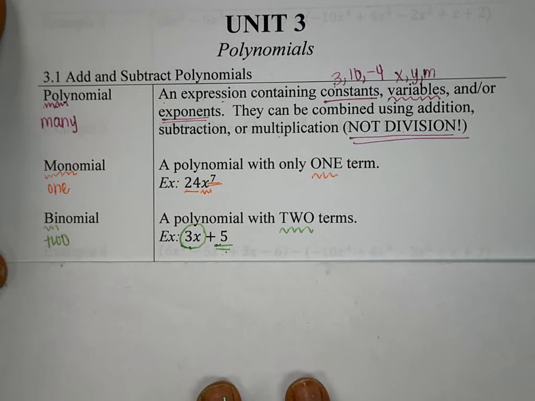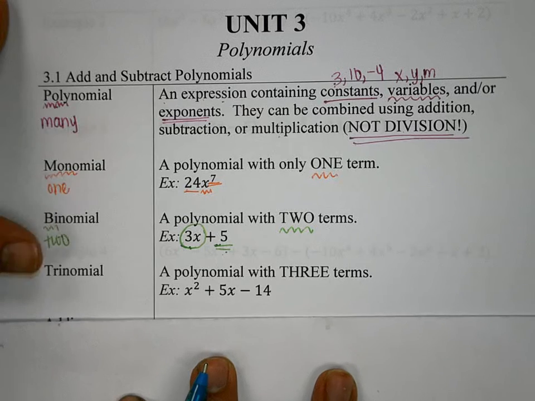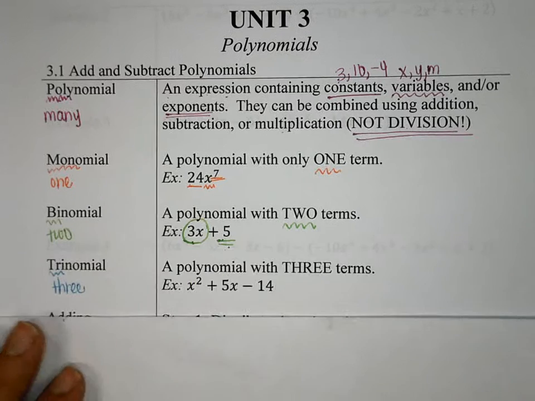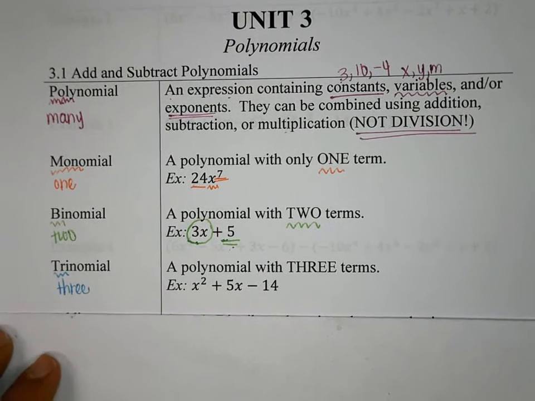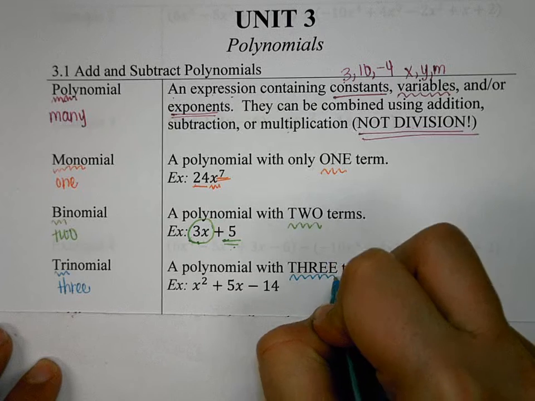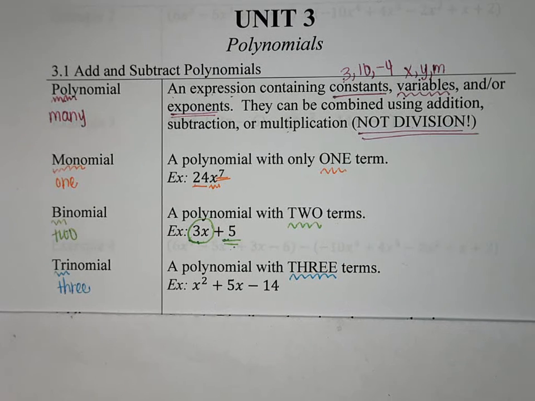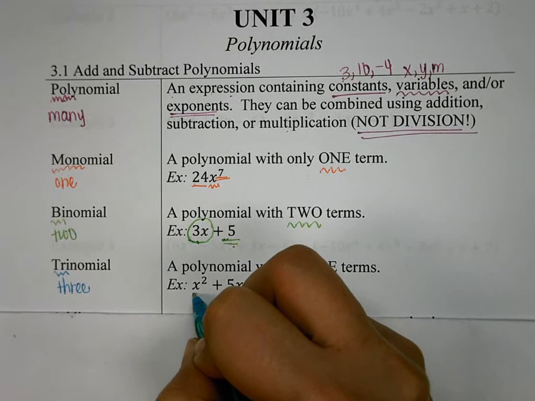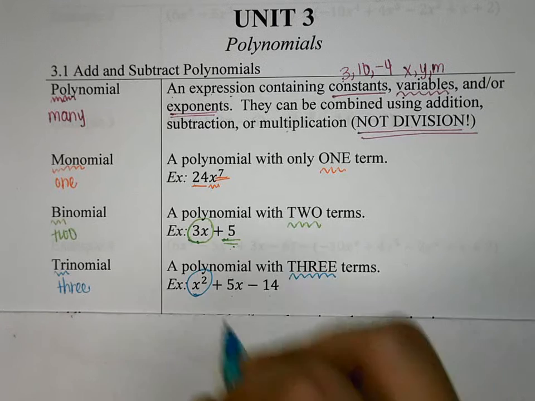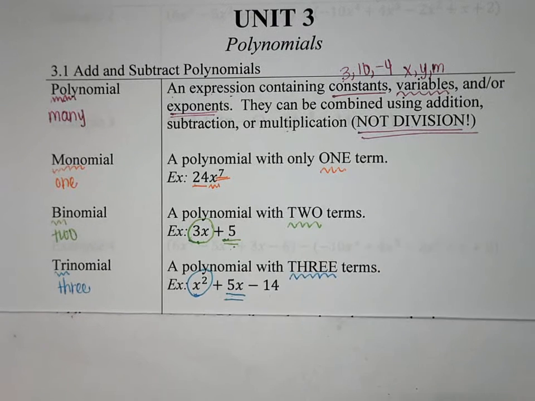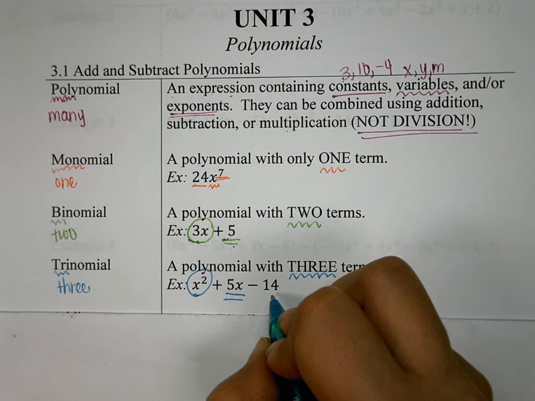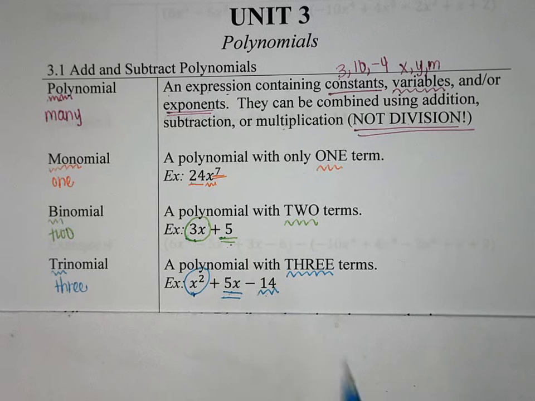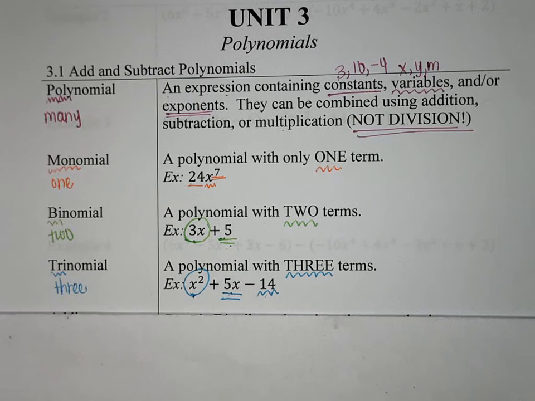The last type of polynomial that has its own special name is a trinomial, and tri means 3. So a trinomial is a polynomial that has 3 terms. And an example would be x squared plus 5x minus 14. So we have one term, x squared. Our second term is 5x, and those two are being added. And then our final term, our third term, is 14. So we have 1, 2, 3 terms in there, so it is called a trinomial.